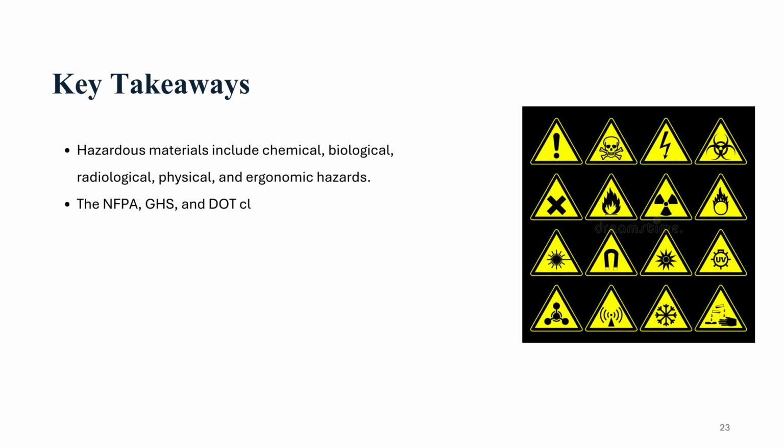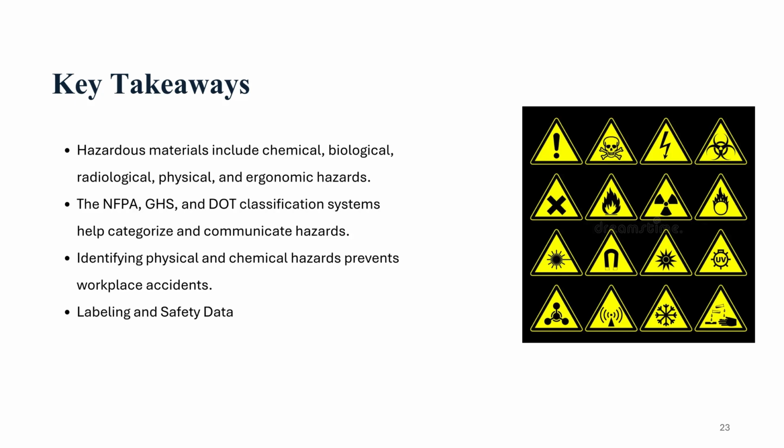Key takeaways. Hazardous materials include chemical, biological, radiological, physical, and ergonomic hazards. The NFPA, GHS, and DOT classification systems help categorize and communicate hazards. Identifying physical and chemical hazards prevents workplace accidents. Labeling and safety data sheets, SDS, provide essential information for safe handling.